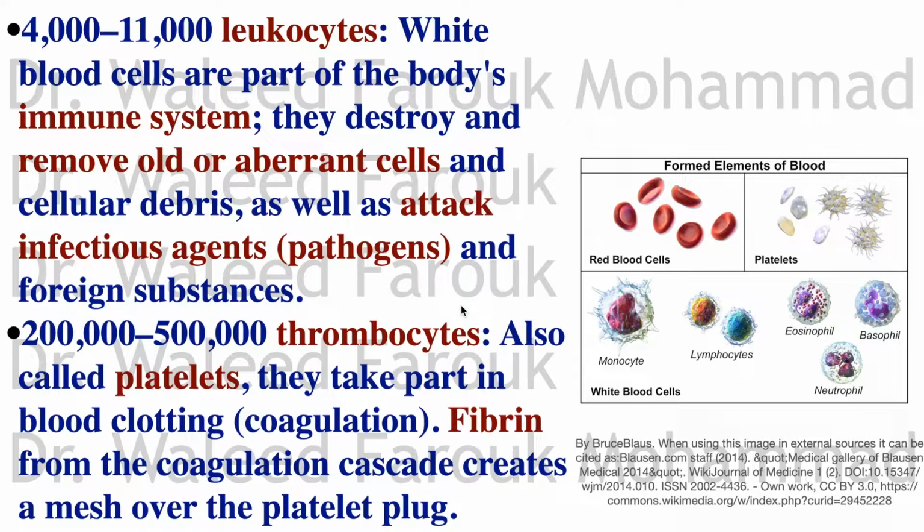Blood also contains 4,000 to 11,000 leukocytes. They are responsible for the immune system of the body, through which they destroy or remove damaged cells and attack infectious agents called pathogens and foreign substances in the body. It also contains 200,000 to 500,000 thrombocytes or platelets, and the platelets are important in the coagulation process and stoppage of the bleeding from damaged vessels, being laid on a fibrin meshwork during or right after injury.